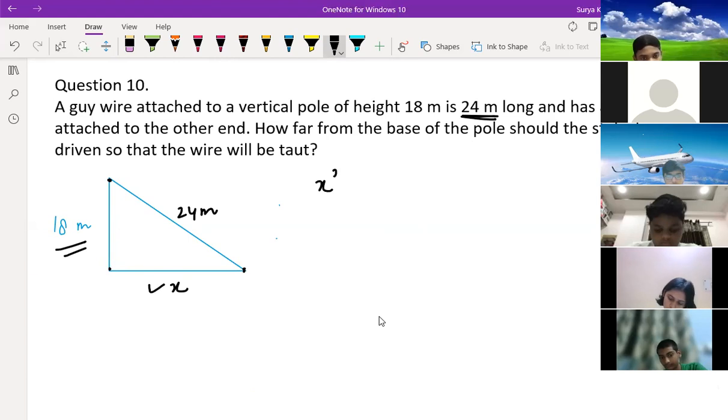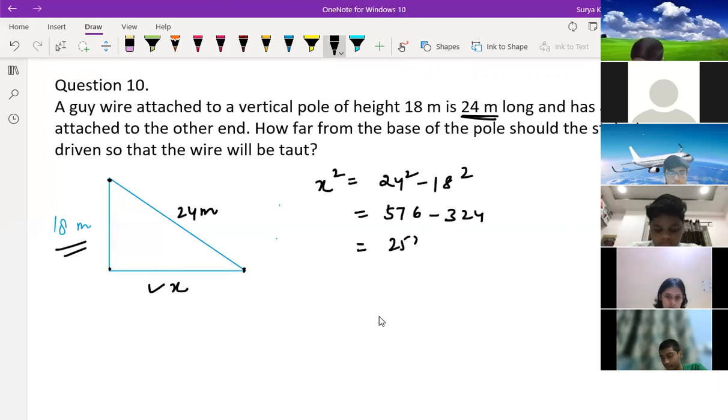So x square is equals to 24 square minus 18 square. So 24 square is 576, minus 324. So this will be coming what? 252, and x is nothing but root over 252 meters. And root 252 you can. I'm getting 30.